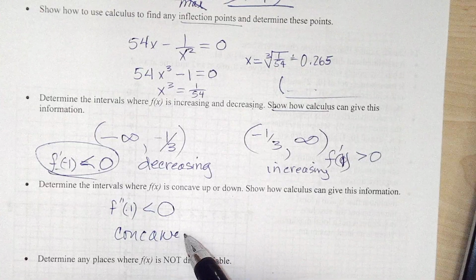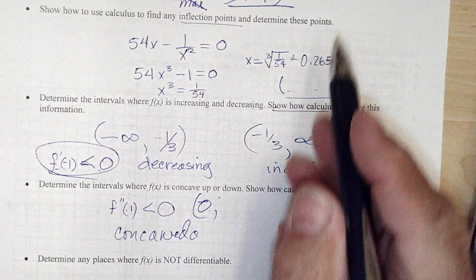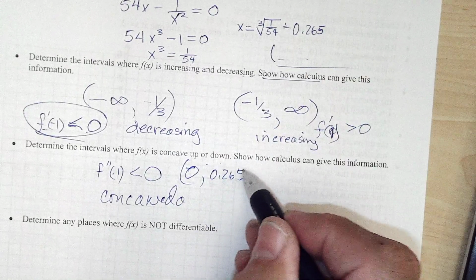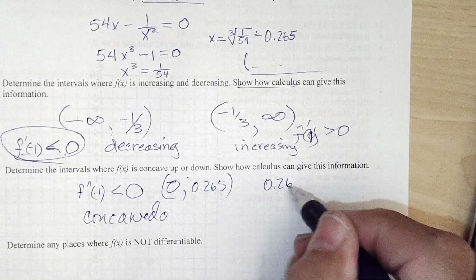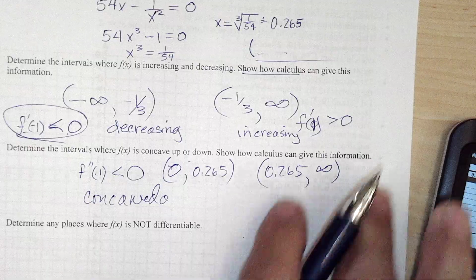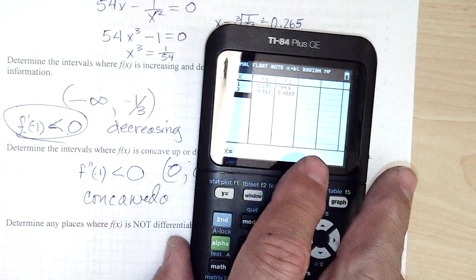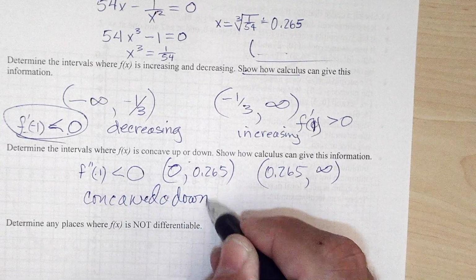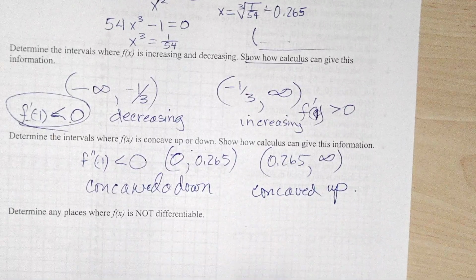So it's concave down on the interval 0 to 0.265, and then it's concave up from 0.265 to infinity, and we can check that. Something bigger than 0.265 is 0.3, and notice we get a positive value for the curvature. Okay.